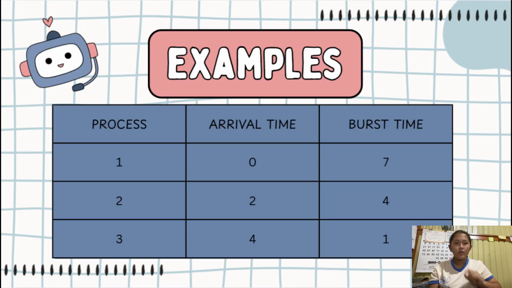In SRTF, each process has an arrival time and a burst time. So the scheduler constantly checks which process has the least remaining execution time. Every time a new process arrives, the CPU may switch to it if it has a shorter remaining time than the current process. So this is our table. We have three processes and we have each arrival time and burst time.